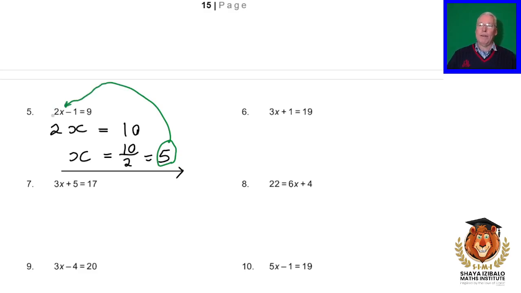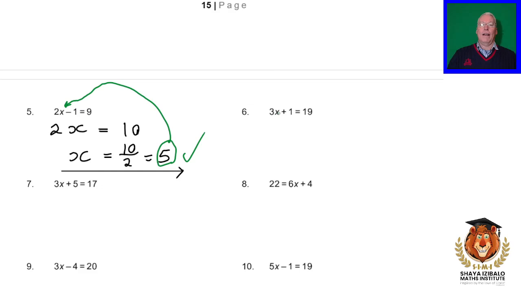If we put x in there, we don't get 25, we get 2 times 5. 2x means 2 times x. 2 times 5 is 10. 10 minus 1 is 9, and the right hand side is 9. This is definitely correct.